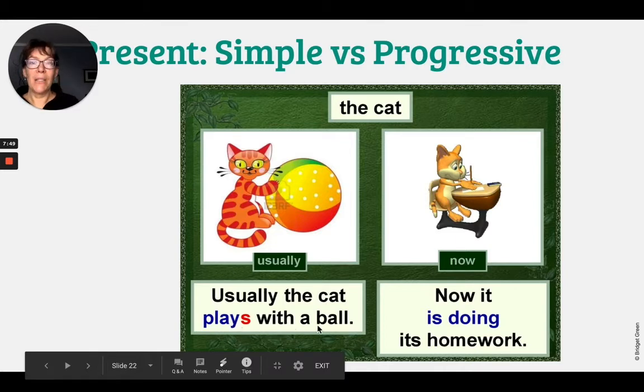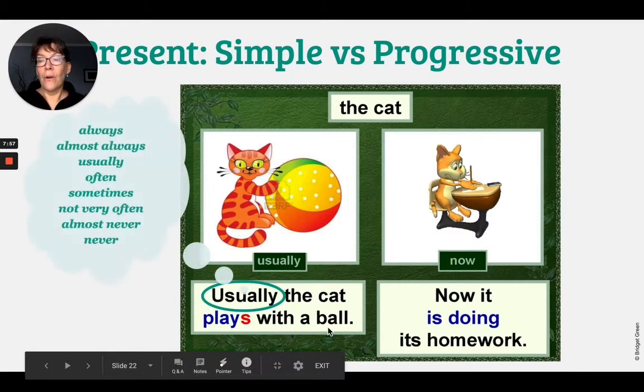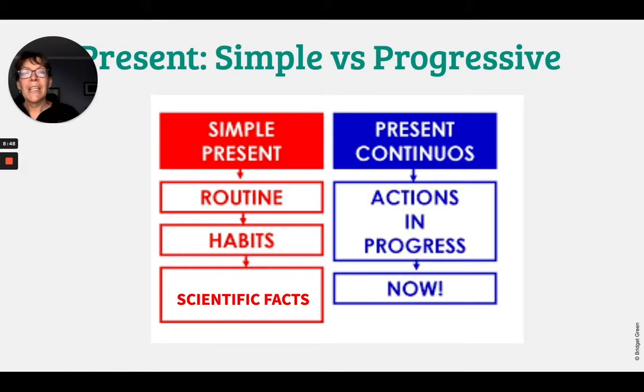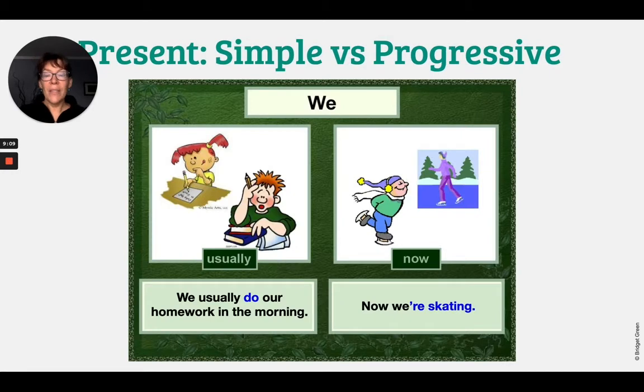Okay, so we often see this. Usually the cat plays with a ball. Now it is doing its homework. Usually, and those other adverbs, almost always, usually, often, are used with the simple tense to talk about a habit, and not usually with the progressive. With the progressive, we usually say now or right now. So just to review, simple present is a routine, a habit, or a scientific fact, whereas the present continuous is actions in progress now.